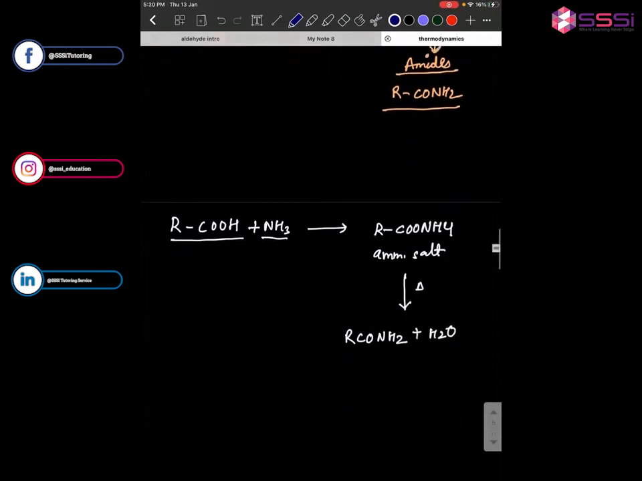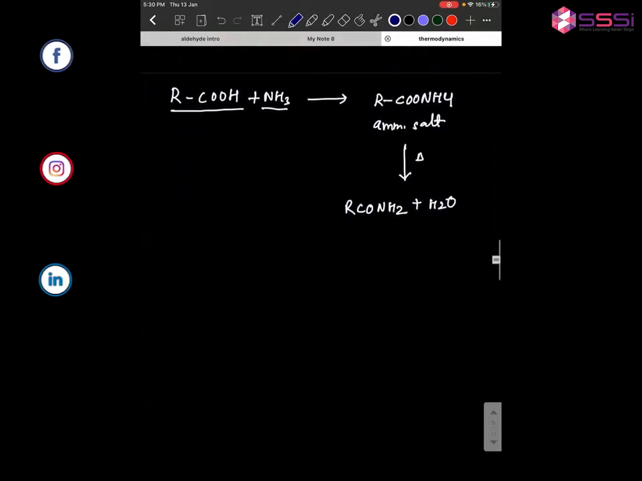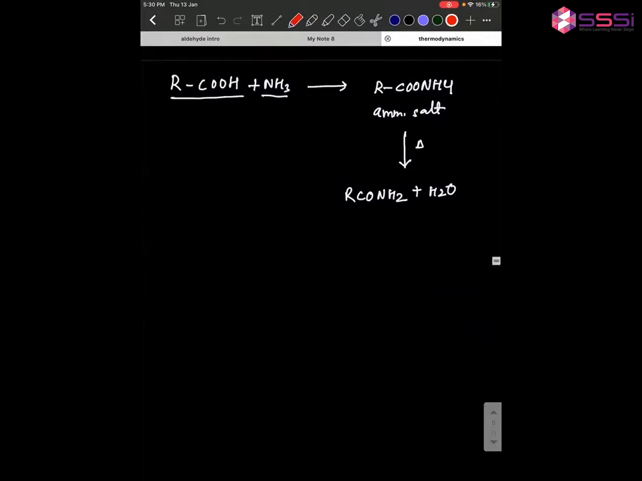Okay, let's take an example of a complex reaction. For example, I'm taking this. What is the name of this compound? When two COOH groups are attached at adjacent positions, anyone? Then what is this?